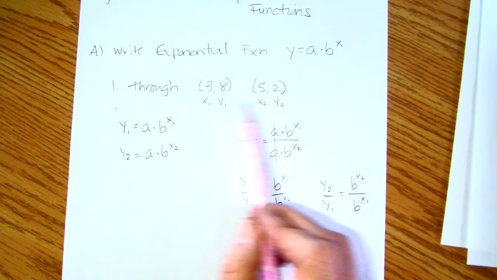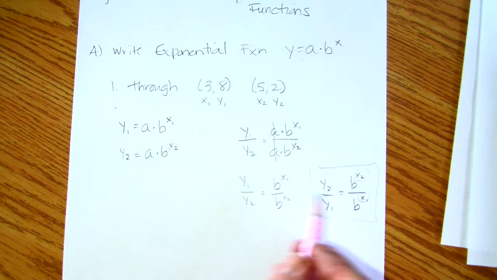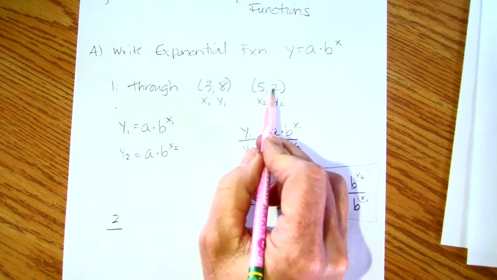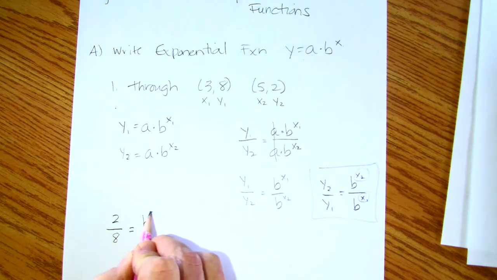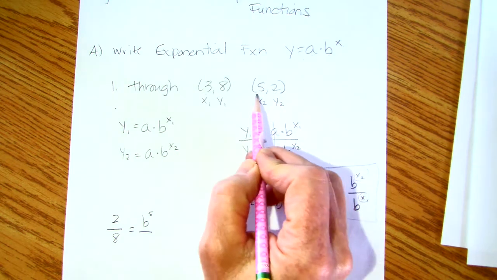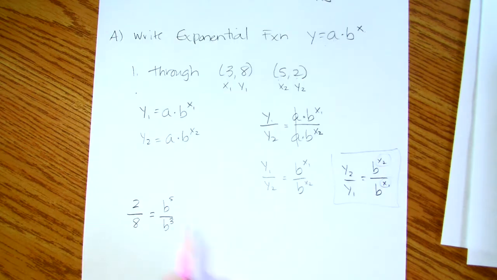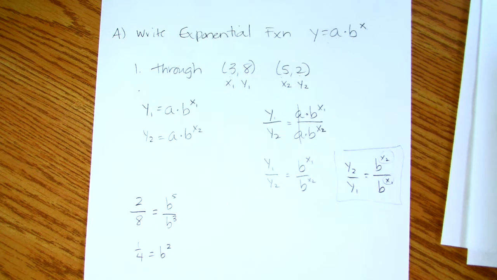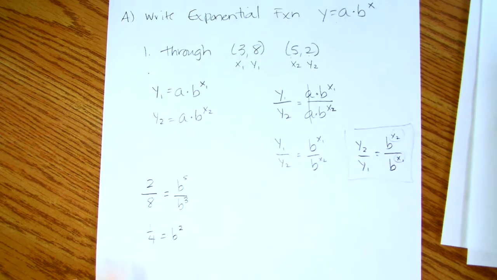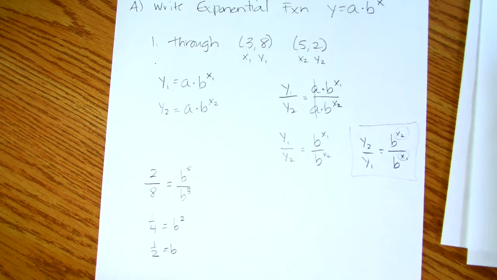So how does that shuffle out here? I want my higher x value on the top. So I actually want to use this proportion. So my y2 is 2 over my y1 is 8, and my x2 is 5. So in other words, 2 comes out when 5 goes in, and 8 comes out when 3 goes in. So 2 over 8 is b to the 5th over b to the 3rd. And why do I like that? Because when I subtract exponents, I get a positive exponent, b squared. And what squared is 1/4? Well, b must be 1/2 then.